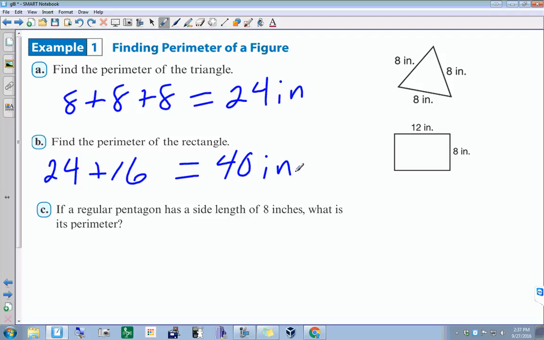Regular pentagon has side length of 8 inches. What's its perimeter? 5 times 8, because there's 5 sides. So it would just be 5 multiplied by 8, so we end up with 40 inches.